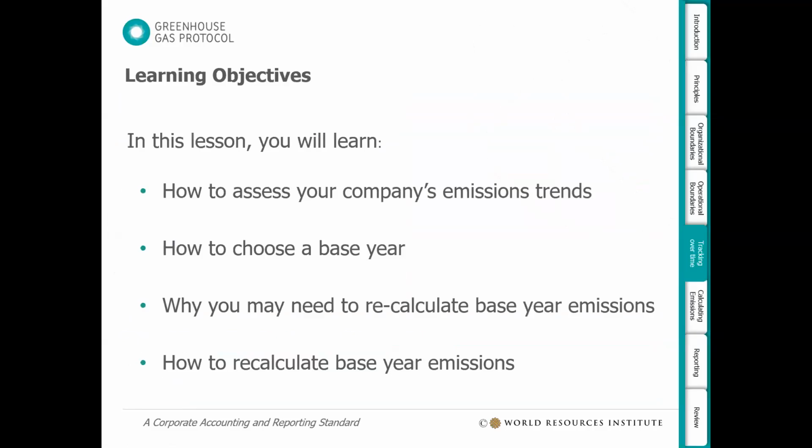In this lesson, we'll cover a number of items, including how to assess a company's emissions trends, how to choose a base year, why you may need to recalculate base year emissions, as many companies often have to do, and how to go about that recalculation exercise.